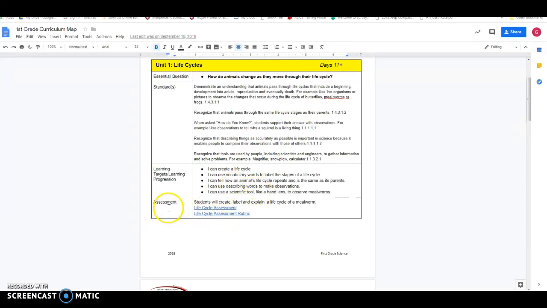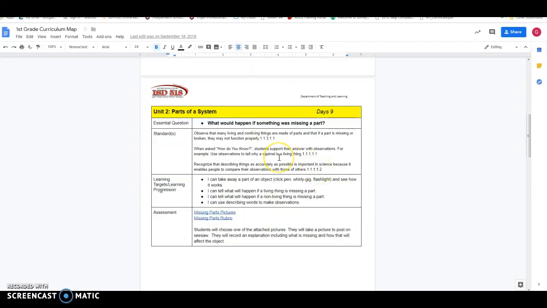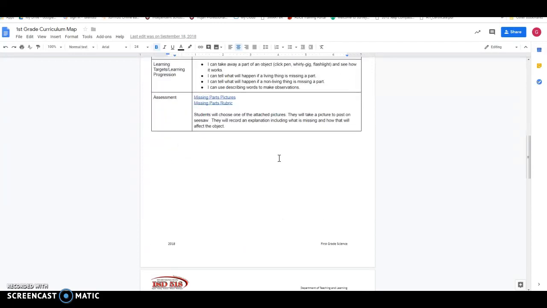And then when you get into the assessment, you can see what the students are going to do, and they've linked the assessment, and they linked the rubric in there as well. So it's kind of what we're looking for with that. And then down here, they have the change: it was developed in 2018, and down here again, first grade science. And so they went through this process for the entire course.